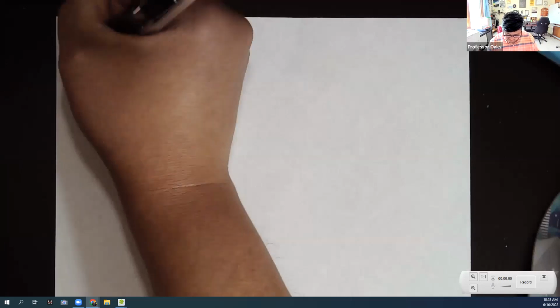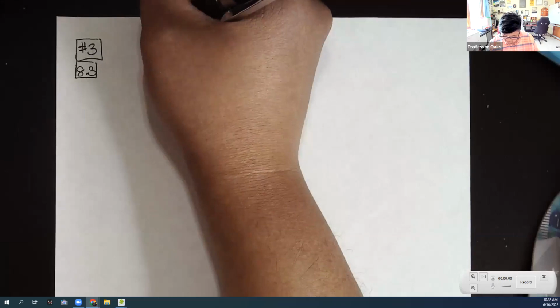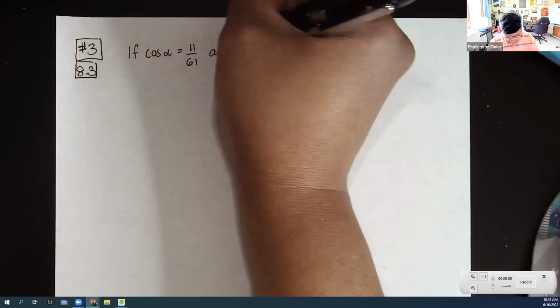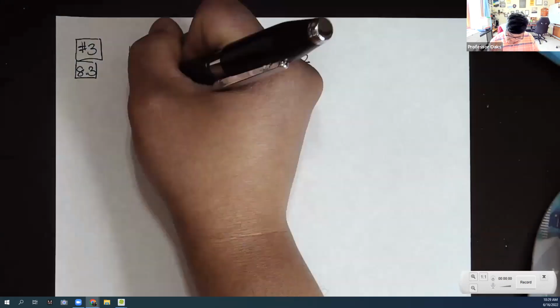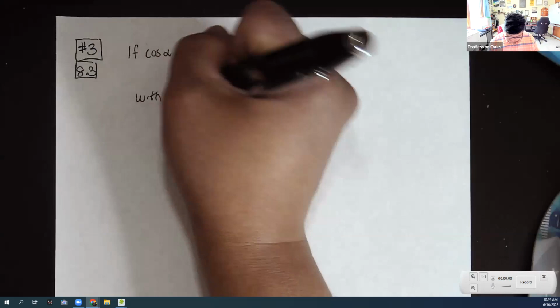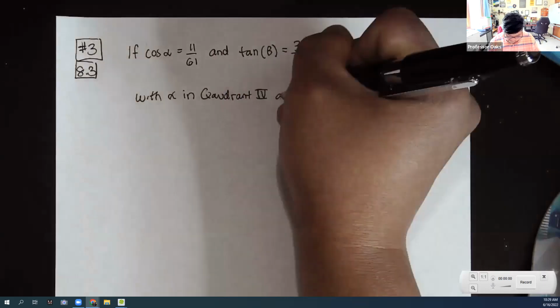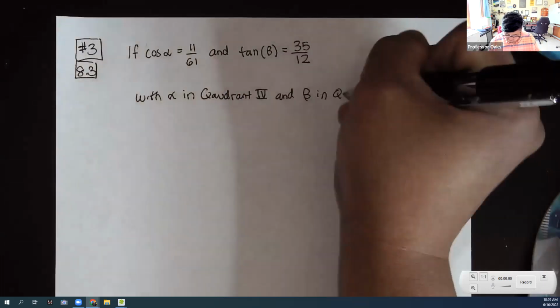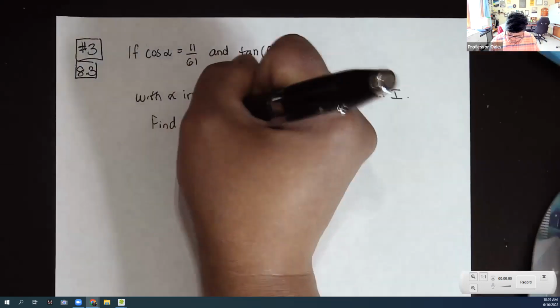Yeah, it's a challenge. I will admit that it definitely can be. So this is from 8.3 also. If the cosine of alpha is 11 over 61 and tangent of beta is 35 over 12, with alpha in quadrant 4 and beta in quadrant 1, then find the sine of alpha plus beta.